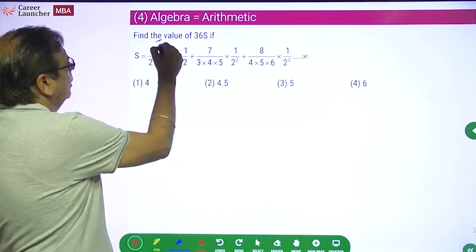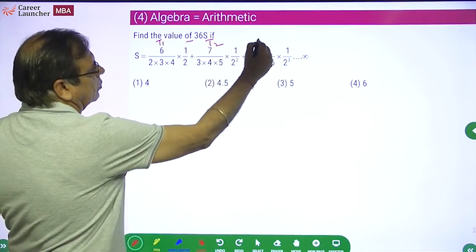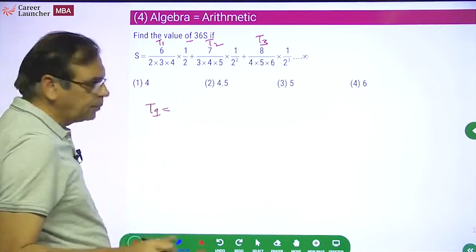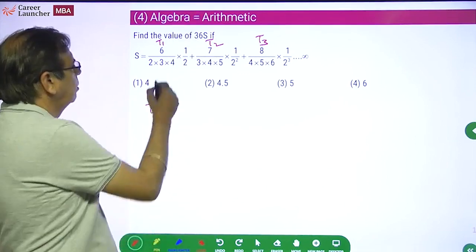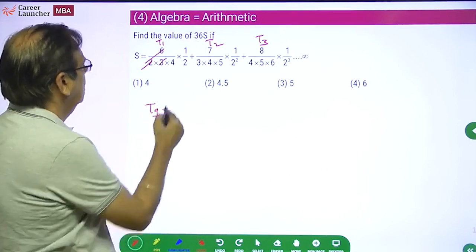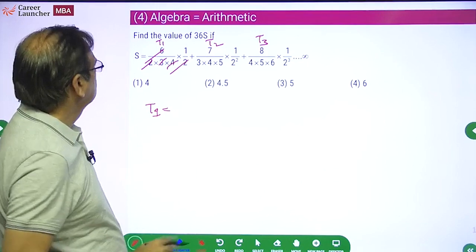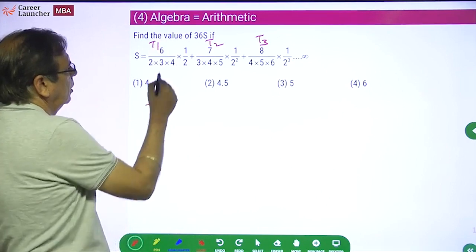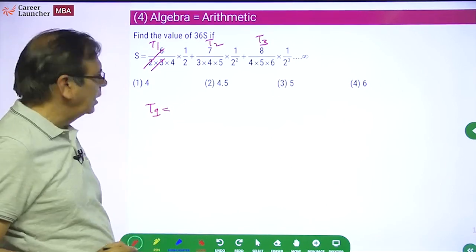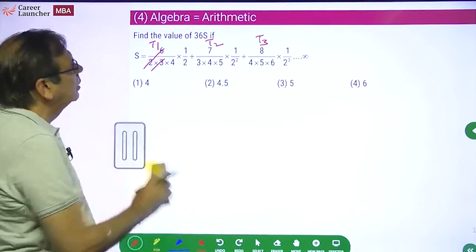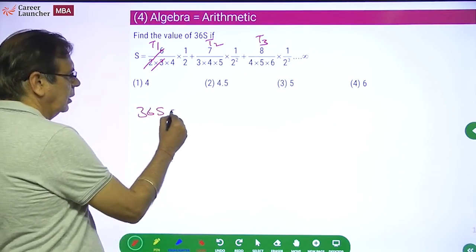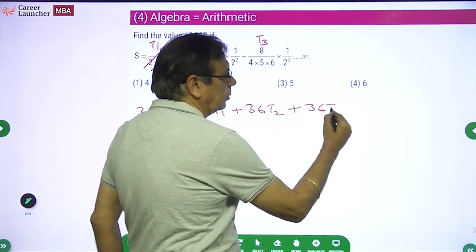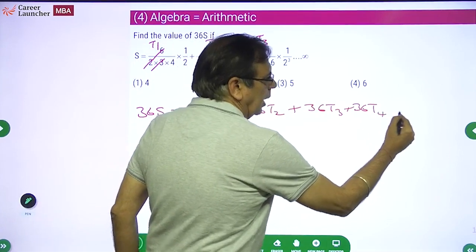This is term 1. This is term 2. This is term 3. What is term 1 equal to? If I look at this particular expression itself, let me do the working here itself. Okay, oops, I'm sorry, there will be a small mistake. This is T1. So, term 1 is 1 by 8. But what do we need? We need 36 times S. So what is 36S? It will be 36 into term 1 plus 36 into term 2 plus 36 into term 3 plus 36 into term 4 and so on.